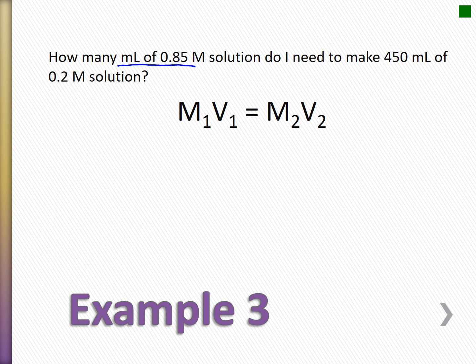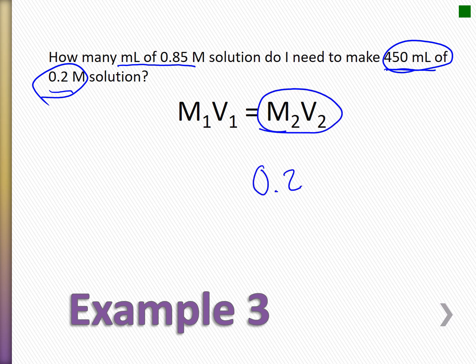All right, and the final one is: how many milliliters of a 0.85 molar solution do I need to make 450 milliliters of a 0.2 molar solution? So in this case, this is going to be a dilutions formula where you're going to have to make solutions. This is going to be a typical one that you're going to have to try to solve for. In the end, I know what I need to make. I need to make 450 milliliters of 0.2. So that's my final stuff. So in this case, I'm going to put 0.2 molar, and my final volume is 450 milliliters.